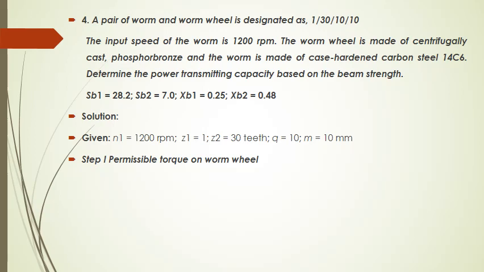power transmitting capacity. In that, first we have to find out speed ratio I is equal to Z2 upon Z1. Therefore I is equal to 30 divided by 1. Therefore I is equal to 30. We know that I is equal to N1 upon N2. Therefore N2 is equal to N1 divided by I, which is equal to 1200 divided by 30. Therefore N2 is equal to 40 rpm.